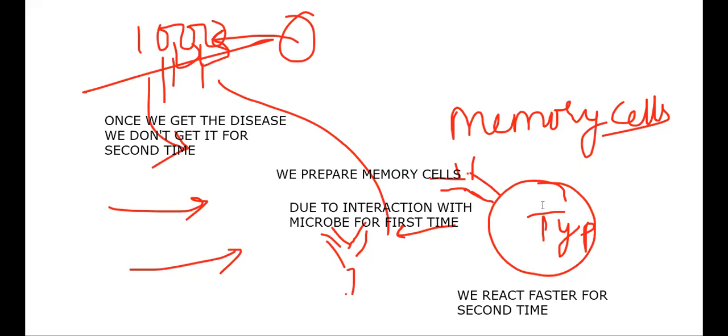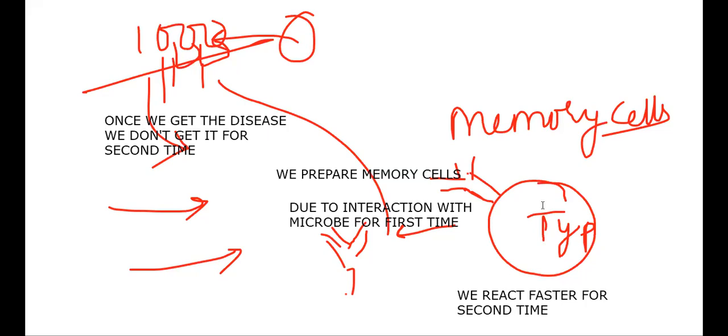Here a doubt may arise: sir, for the example you said, typhoid, I got it for a second time. Some disease, sir, I got it for a second time, third time. I'm getting it continuously, frequently. So what happened to your memory cells? You said once we get the disease, we don't get it for a second time. So why did this happen to me? Why am I getting the disease again and again? So what is the answer?